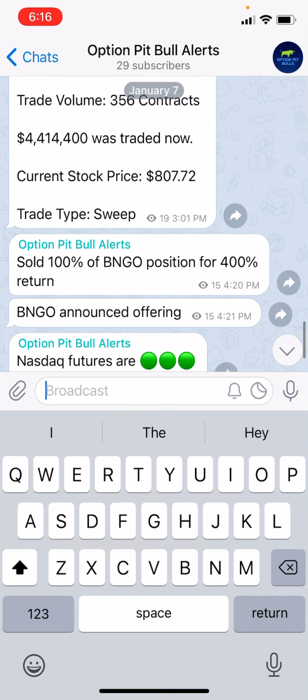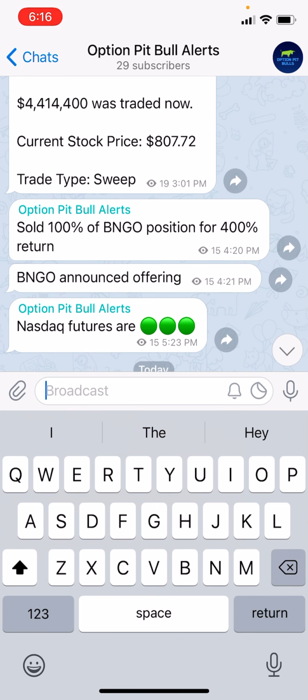Okay, so right here you see the NASDAQ futures are green. This is helpful for one, if you trade futures, and second, it gives you an idea of what's coming because futures trade before stocks do. So if at 1 o'clock in the morning futures are green, there's a good chance that stocks are going to open green.